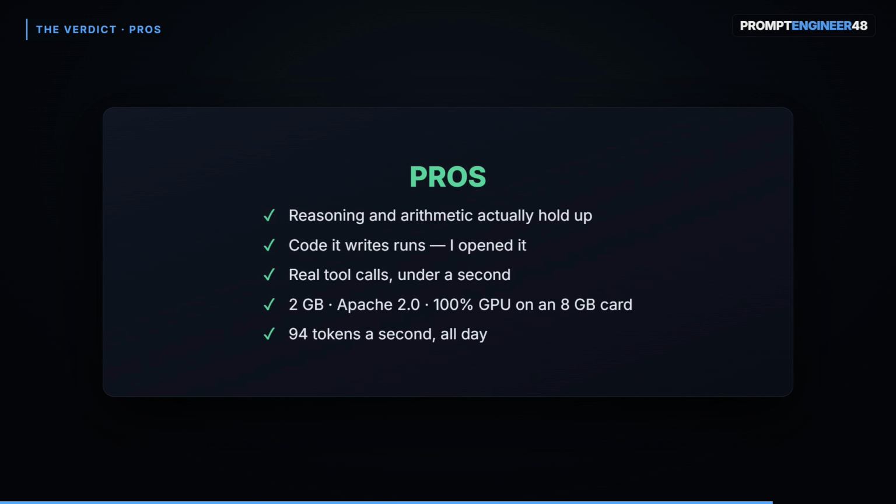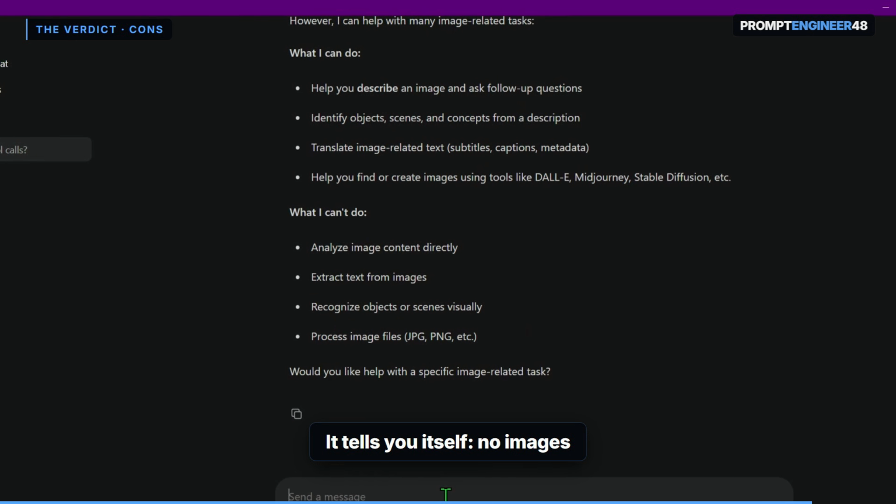So where does that leave us? Reasoning is good, math is good, code runs, tool calls work. It is 2 gigabytes, it is Apache 2, it sits fully on an 8 gigabyte card using under 3, and it holds 94 tokens a second all day. And it is text only, no images, no audio, do not go looking for that.